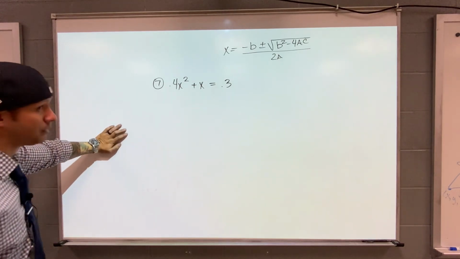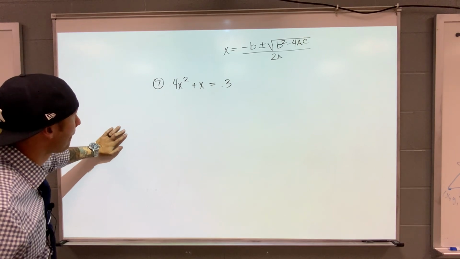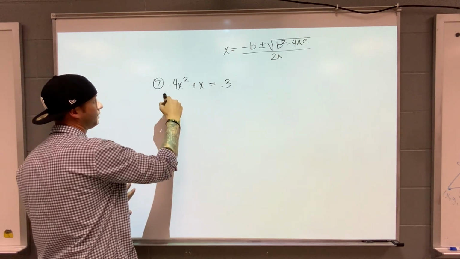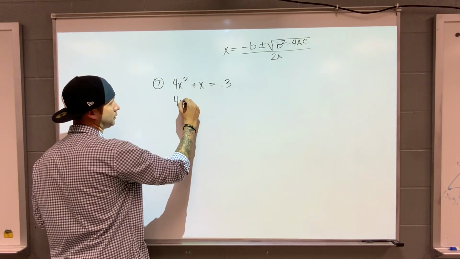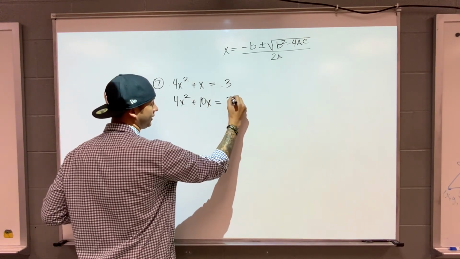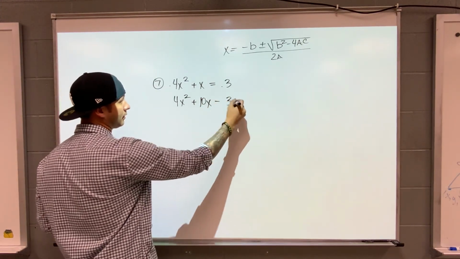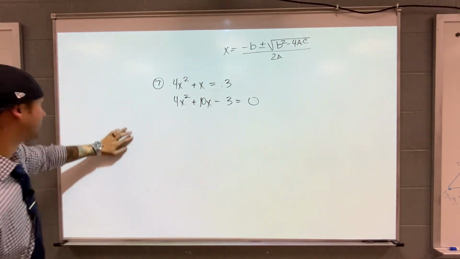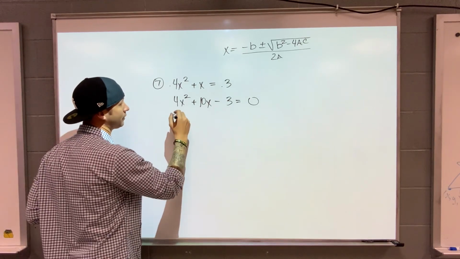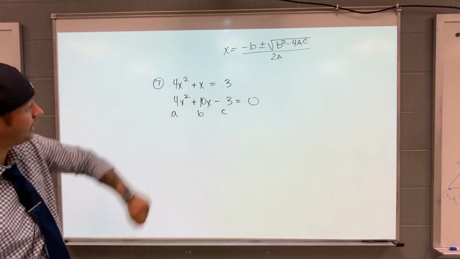Okay, number 7. 0.4x squared plus x equals 0.3. Okay, all these decimals, I don't like that. So I'm going to multiply everything by 10, which is basically going to move the decimal. Here, we'll turn to 10, and then this will be 3. I'm going to subtract 3 from both sides. So if I subtract 3, it's going to be equal to 0. This is how we're able to apply the quadratic formula, right? So this is my A value, B value, C value: 4, 10, negative 3.